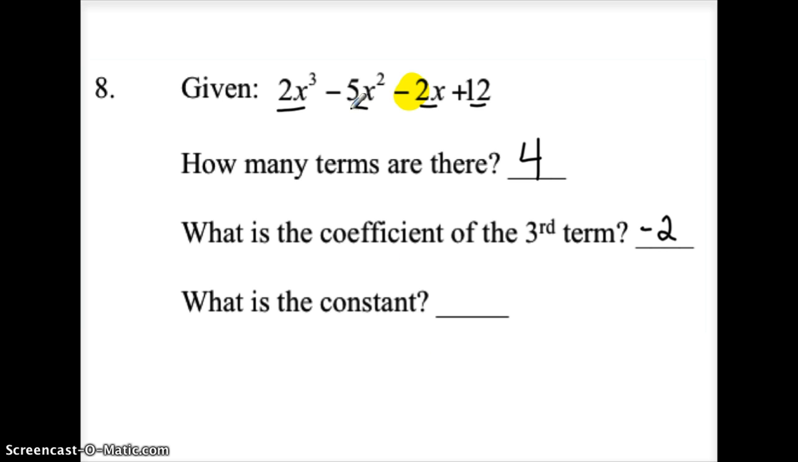What is the constant in this expression? Well, it's the number that has no letter on it. So let's see, that has a letter, that has a letter. It's at the very end. That number 12 would be my constant.